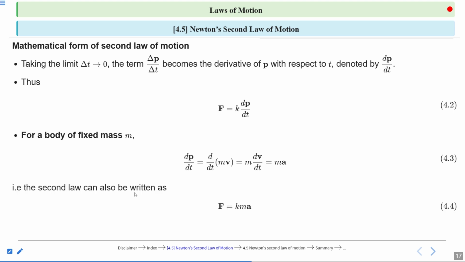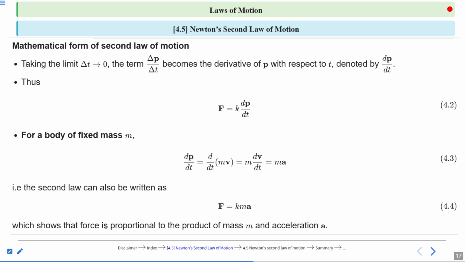So according to the second law of motion, we can write F is equal to kma. We know k is the proportionality constant, which shows that force is proportional to the product of mass m and acceleration a. M is the mass and a is acceleration.